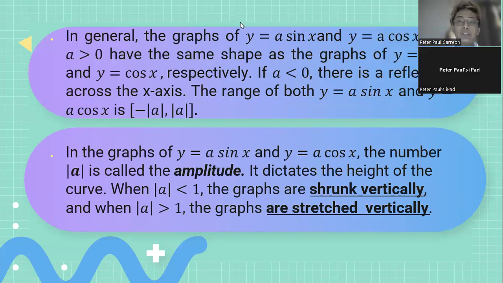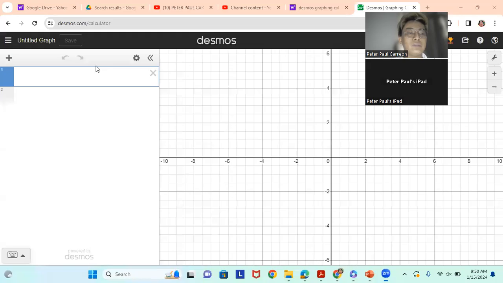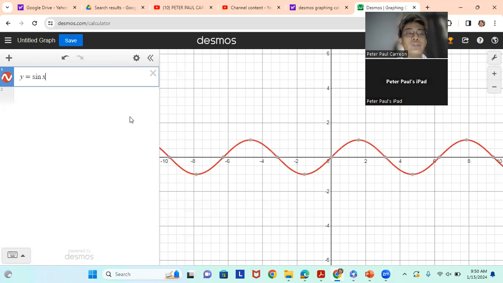Actually, stop share ko siya. What if mag-try tayo ng Desmos function? Open ko yung Desmos app, graphing calculator. So we will be comparing yung ating function na y is equal to sin x gamit yung ating Desmos app. Halimbawa, ang original function natin, for example, is y is equal to sin x. Yung red function natin, ayan yung y is equal to sin x.